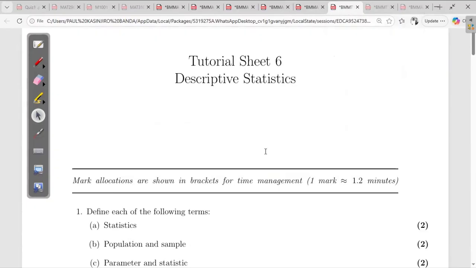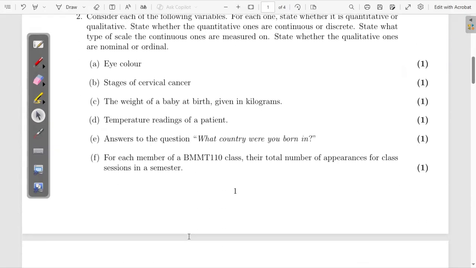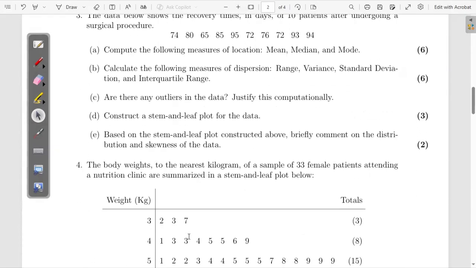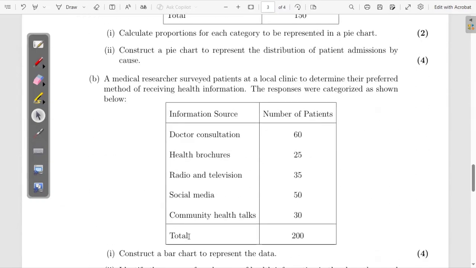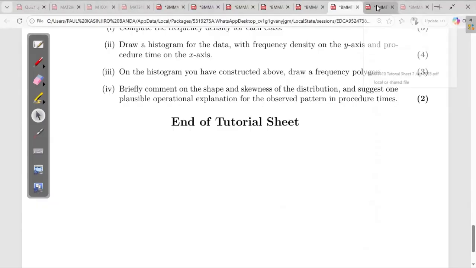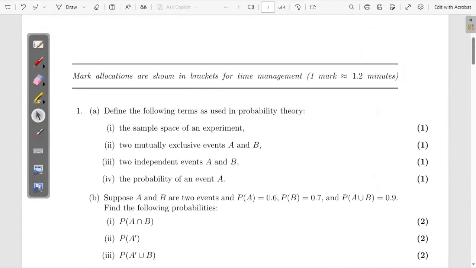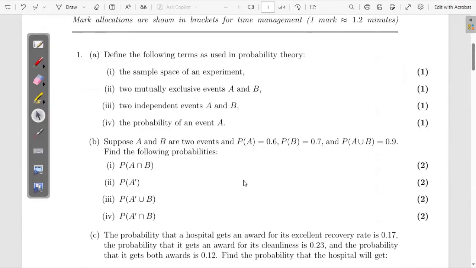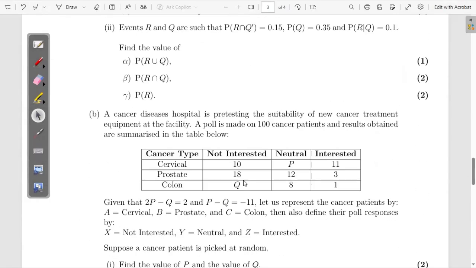Tutorial sheet 6 is on descriptive statistics. Again, we've done justice to this tutorial sheet. We've explained all the concepts clearly and you can access them on the website. So all these questions have been solved. Tutorial sheet 7, which will be the last tutorial sheet on probability for semester 1, has also been solved. All these questions that you can see here have been solved and they're available on the website.